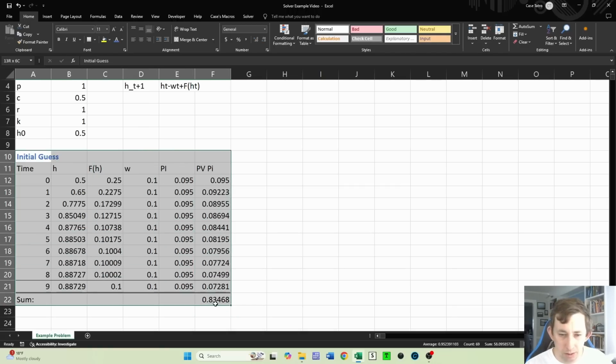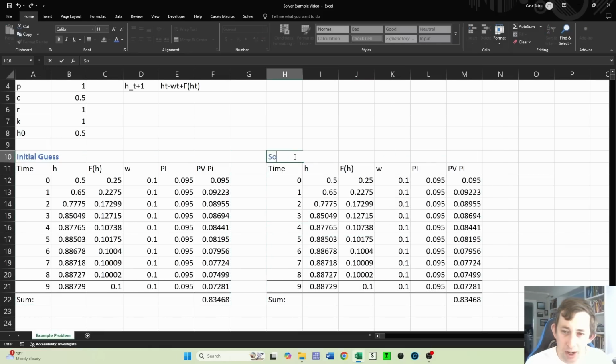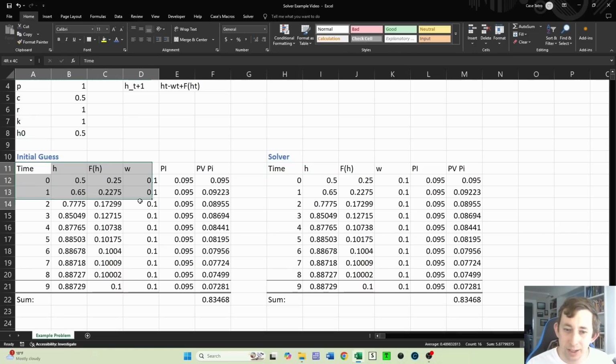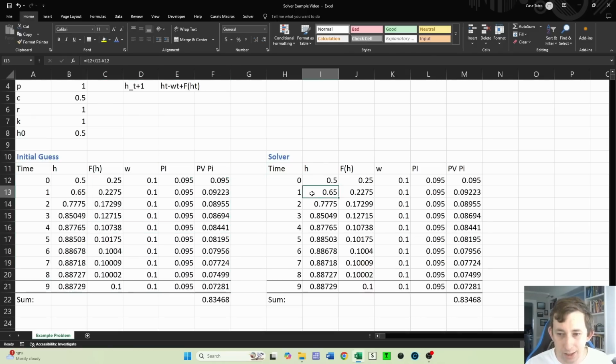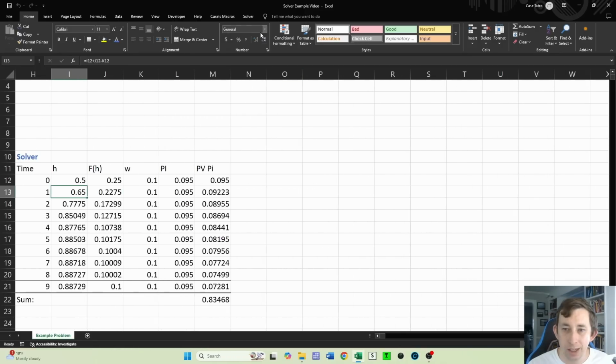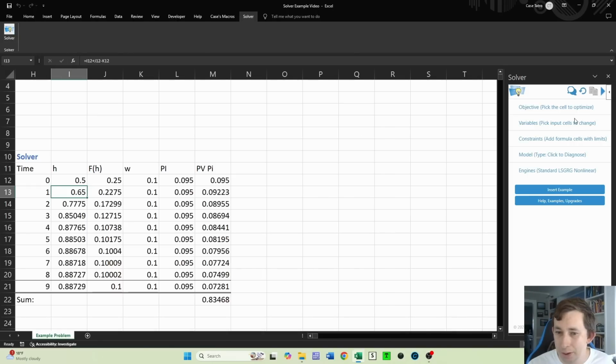Next, I'm going to pop over here and copy everything. And this is going to be what I put in the solver. The reason I'm doing that is, of course, because if I mess something up in here, I want to make sure that I still have a nice initial guess that I can just copy and paste over, and everything will be dandy. So now I'm going to open solver. Again, some of you might be over here in the top ribbon. For me, it's in its own separate tab, and I'm just going to pop it open.